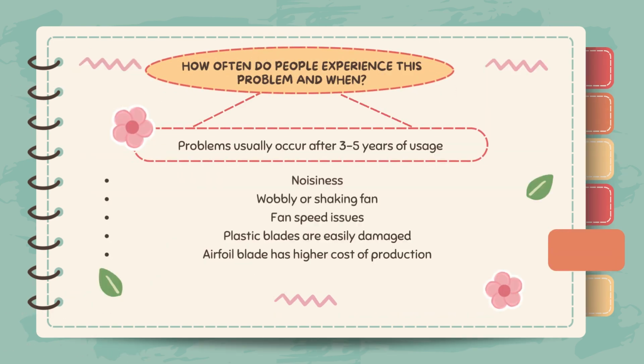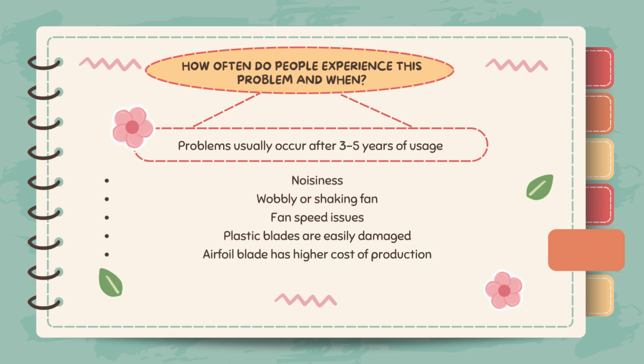Problems usually occur after 3 to 5 years of usage. The lifespan of a fan depends on the usage. On average, a ceiling fan usually lasts 6 to 10 years, while a standing fan lasts up to 3 to 5 years. However, not cleaning and not checking the fan regularly may decrease the lifespan of a fan. People usually experience a problem with a fan when the fan has been used for many years.